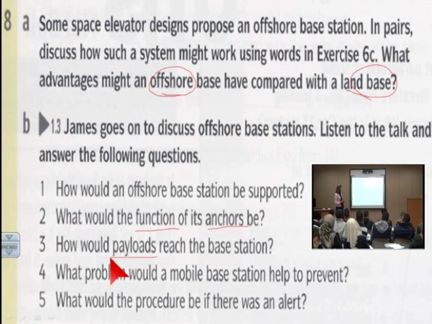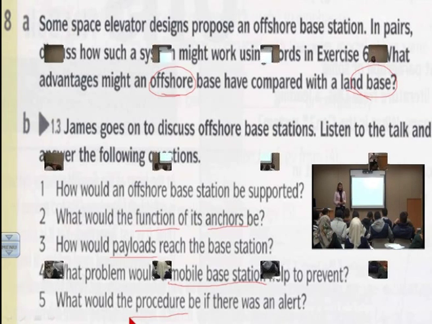And then what problem would a mobile base station help to prevent? Some of the base stations are fixed. They don't move. But mobile is something movable. The mobile phone, because you move from one place to another. So it is mobile. And what would the procedure be, the word procedure is so important, if there was an alert?